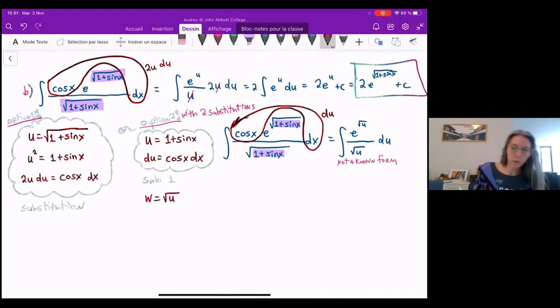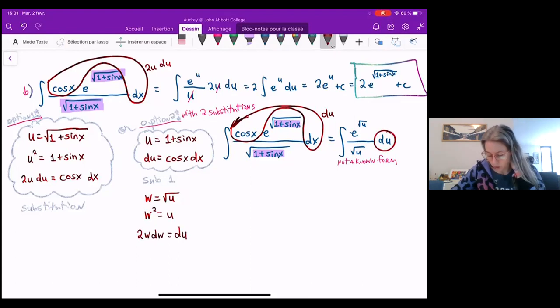And we're going to let w equal the square root of u. But guess what? We're still going to do that technique where we square both sides. When we let w be a square root, always just get rid of it first. So w squared equals u. So 2w dw is equal to du.